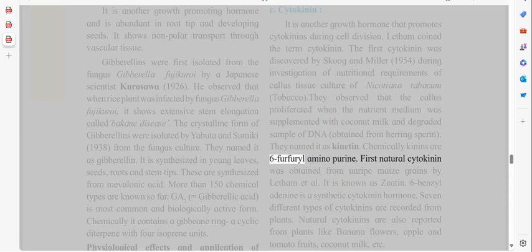Chemically kinins are 6-furfuryl-aminopurine. The first natural cytokinin was obtained from unripe maize grains by Letham et al. It is known as zeatin. 6-benzyladenine is a synthetic cytokinin hormone. 7 different types of cytokinins are recorded from plants.